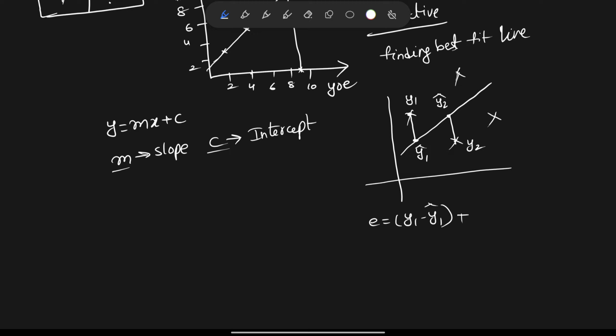Here we can't simply add the errors, because suppose here the error is 2 and here the error is minus 2. If we add 2 and minus 2, the error will be 0. So what we will do is square the error, then it will not equal 0. Similarly for y2 also, actual minus predicted, and so on till n. What is this? Sum of squares.